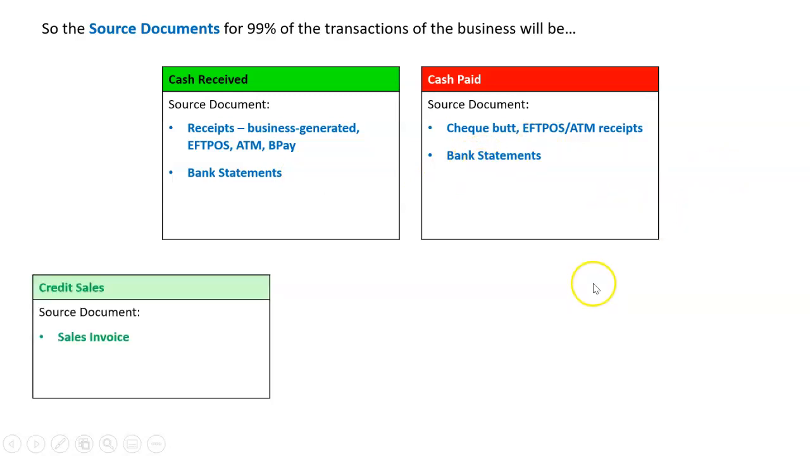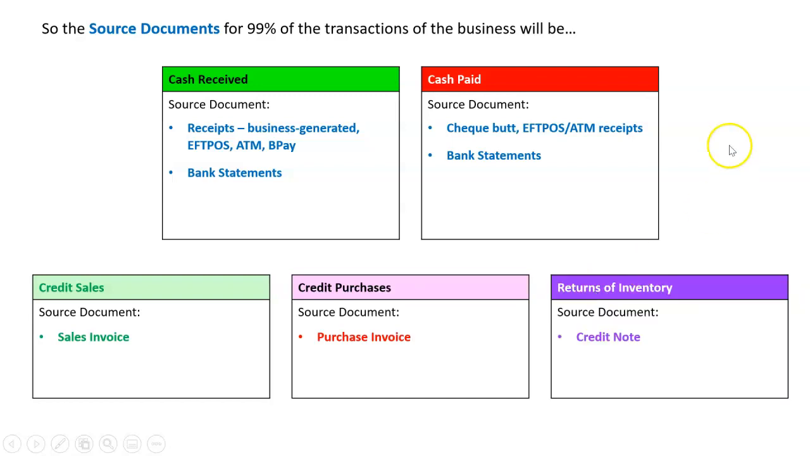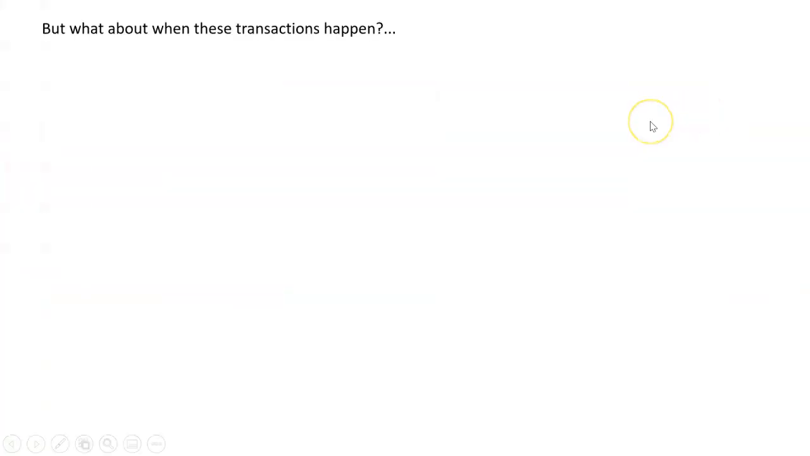For a credit sale, the source document is a sales invoice, and for a credit purchase, it's a purchase invoice. And for returns of inventory, the source document is a credit note. So we know all this, and we know it's going to cover pretty much everything that we do. We just have to deal with some odds and ends.